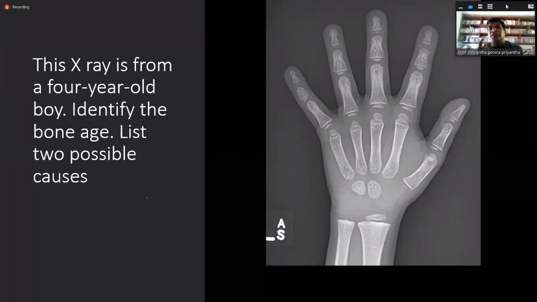Then you have the height age, which you calculate according to the child's height. That means the height of the child, and you plot it on a growth chart where it forms the 50th centile. The age corresponding to that height's 50th centile is what we call height age.